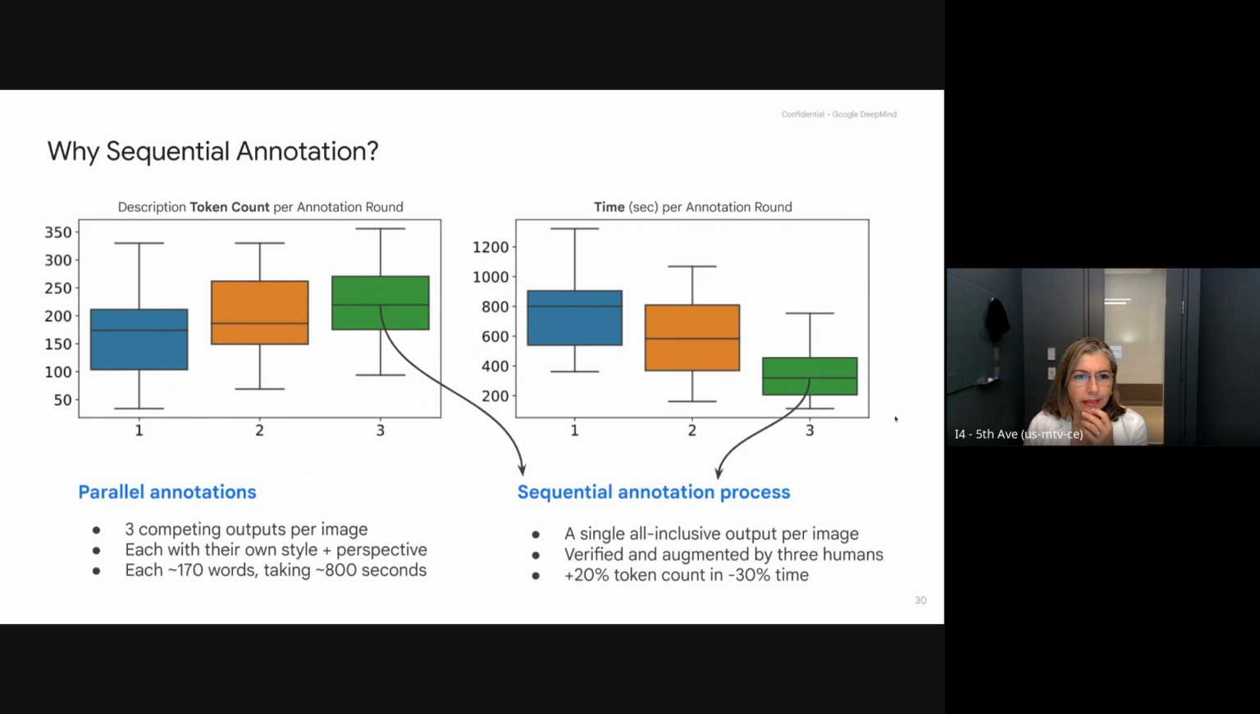This is 13 minutes. That's a very long time. Next. When we have done the sequential annotations, on the other end, we are getting this one single all-inclusive output image description, and it is verified and augmented by all three humans. So they are just adding more information, more detail, making the description richer. On top of that, the overall token count is increasing, and each annotator is spending less time as time goes by.